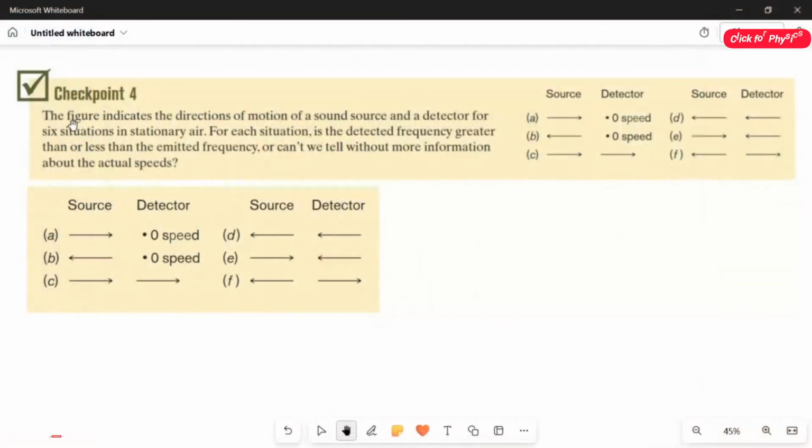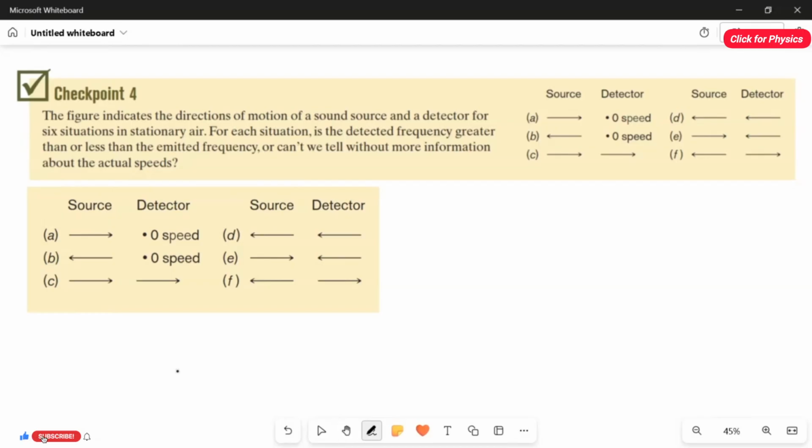Checkpoint 4. The figure indicates the directions of motion of a sound source and a detector for 6 situations in stationary air. For each situation, is the detected frequency greater than or less than the emitted frequency, or can't we tell without more information about the actual speed? So this point is related to the Doppler effect, which we studied in chapter number 17.